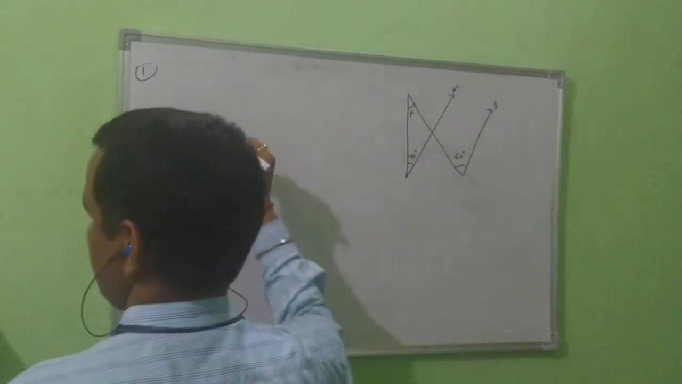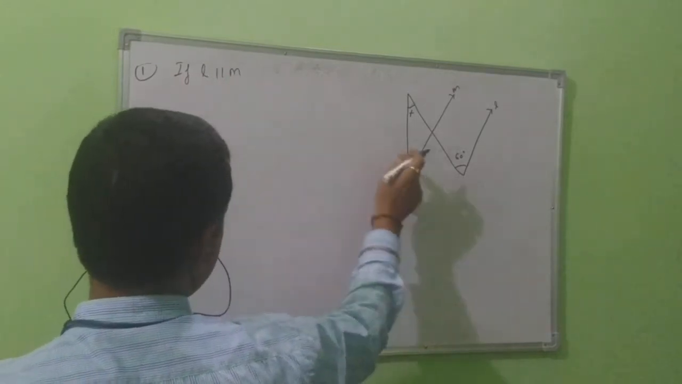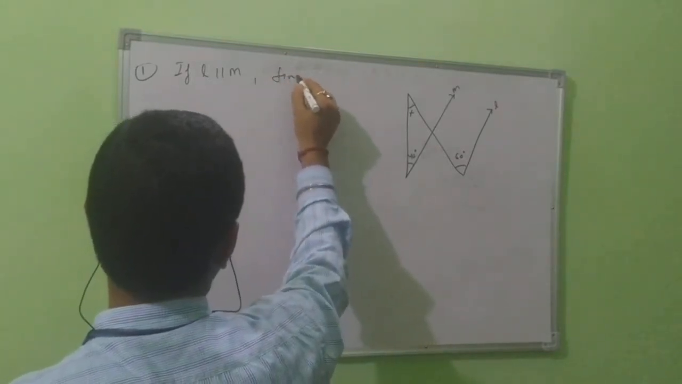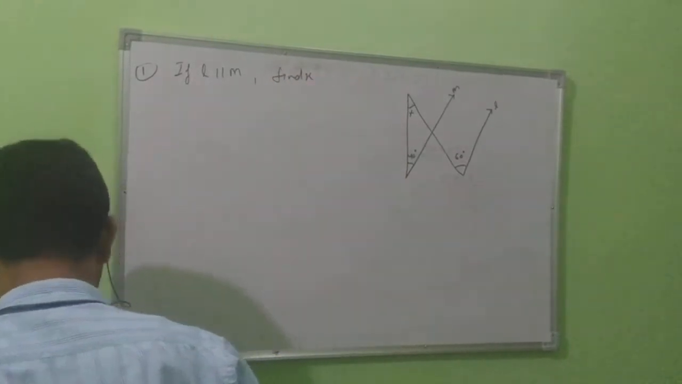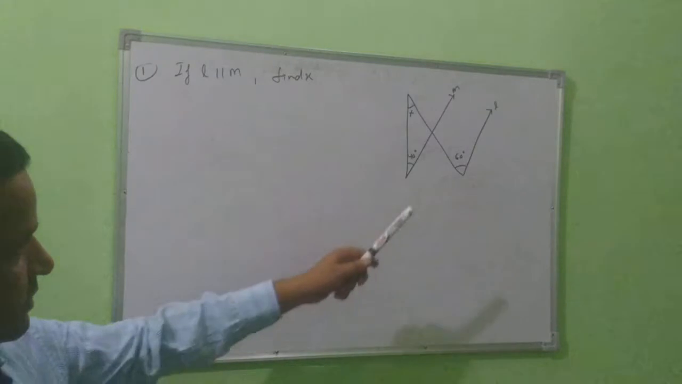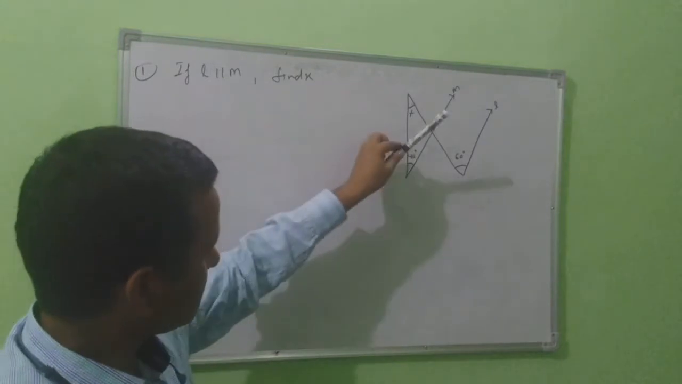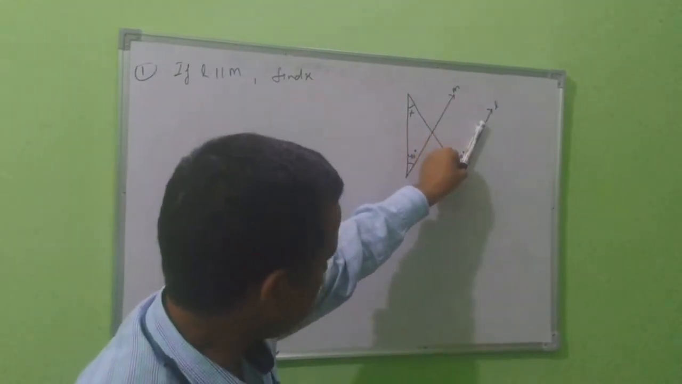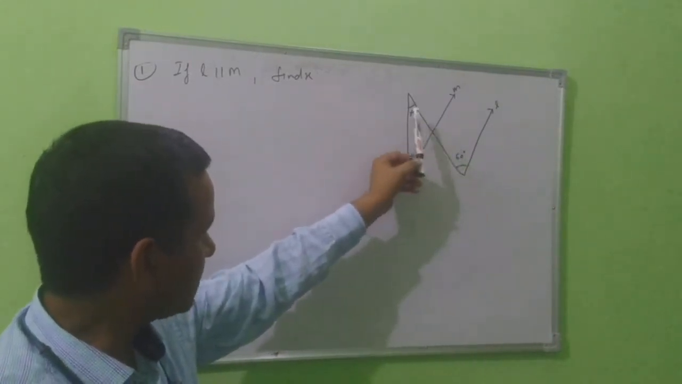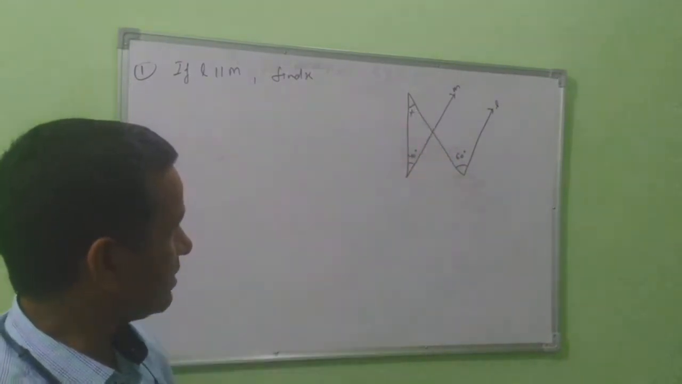Now look here, what is given: line L is parallel to line M, and we have to find the value of x. How do we solve this type of question? First of all, the two lines: this line is parallel to this line. What is the relation of these angles? First of all, you will find the value of x here.